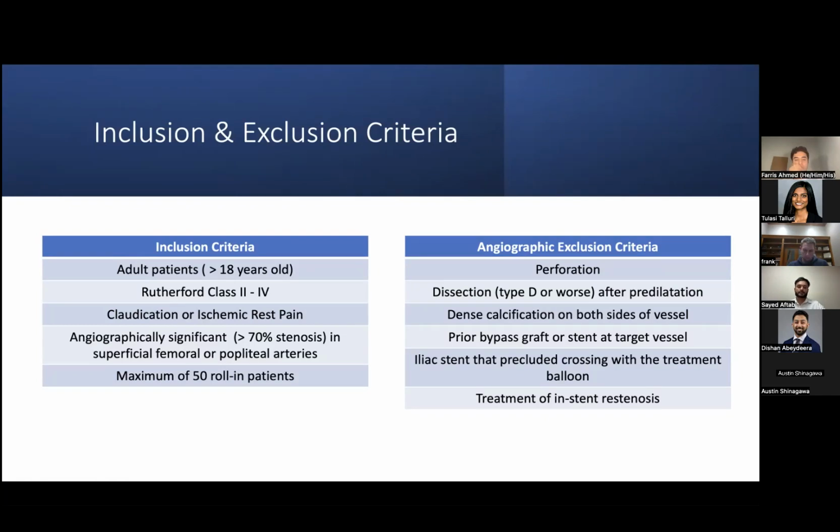And there was also a maximum roll-in of 50 patients. And patients were also excluded on certain criteria if there was presence of perforation, dense calcification, a dissection, or if they had previous procedures such as a graft or stent or an in-stent restenosis treatment.